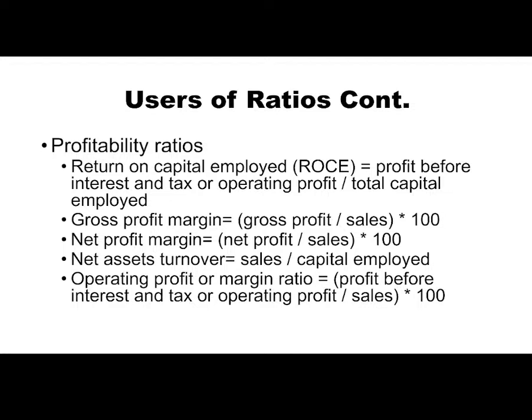Then you also have the operating profit margin ratio, which will indicate the efficiency with which costs have been controlled in generating profit from sales. Here we have the profit before interest and tax, or the operating profit, divided by sales, and the result you multiply by 100 to get the percentage. So those are the profitability ratios that you can first of all look at.